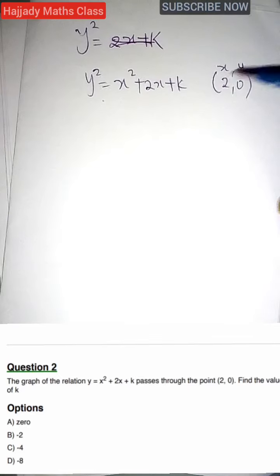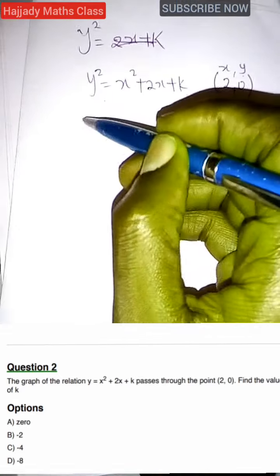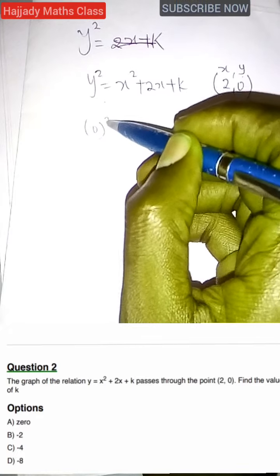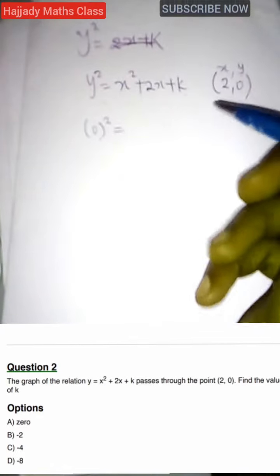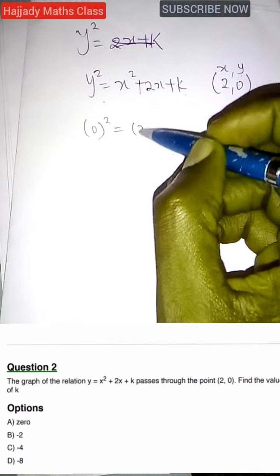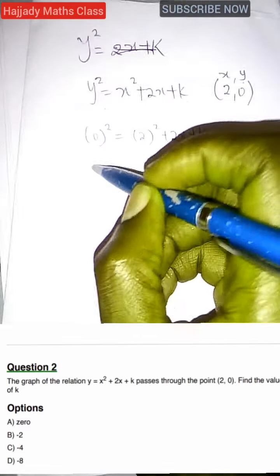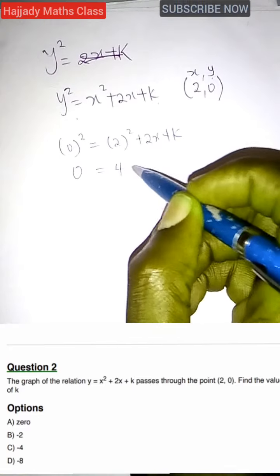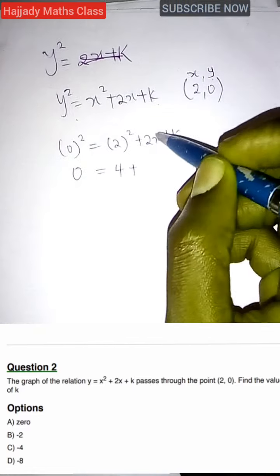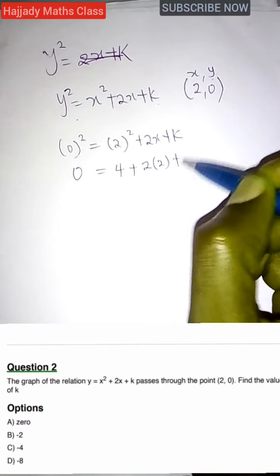Now let's do that. For y we put in the value 0, so we have 0, equals, while your x will take the place of 2, so we have 2 squared plus 2x plus k. So here we have 0 equals 4 plus 2 into bracket 2, that's the value of x here, plus k.